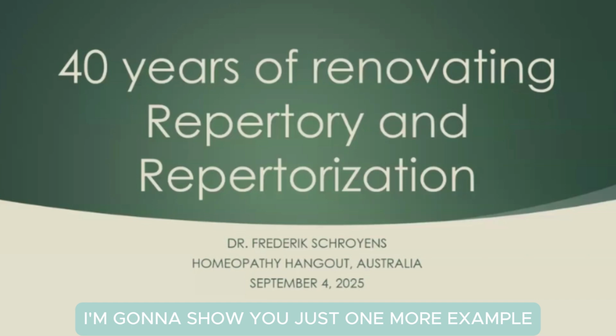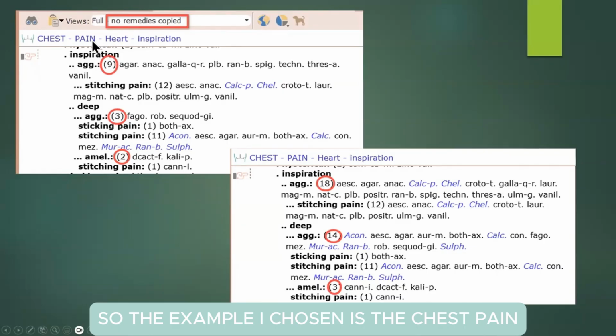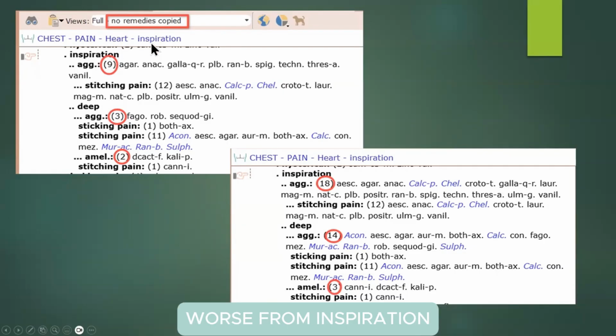I'm going to show you just one more example to show how this is changing the availability of remedies. And this is not about additions, this is not about new provings of wacko remedies. No, this is just making visible and usable what is there already. So the example I chose is chest pain from inspiration.